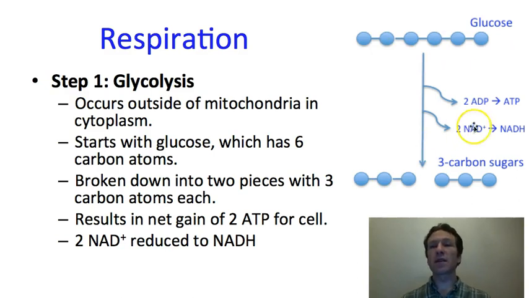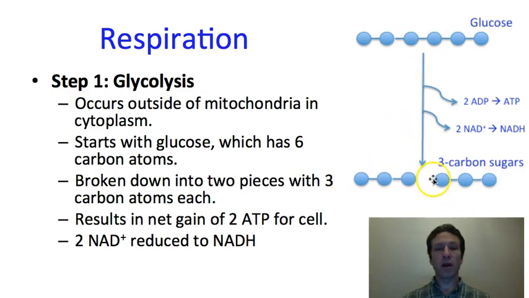The second is that there is a net gain of ATP. So each time this happens, there's a gain of 2 ATP per glucose made. There is also a reduction of 2 of these electron carriers from the form without the extra electrons and proton to the form with them. That means there's a change from NAD plus to NADH, which has the extra electrons. There will be a gain of 2 of those each time glycolysis happens for 1 glucose.